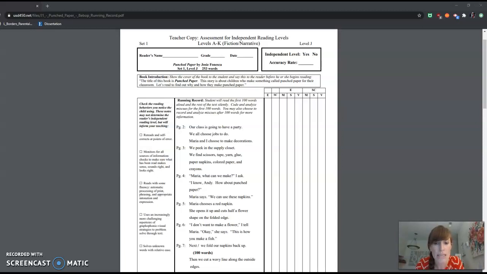Maria says we can use these napkins. Maria chose a red napkin. She opens it up and cuts half a flower shape on the folded edge. I don't want to make a flower, I tell Maria. Okay, she said, this is how you make a fish. Next, we fold our napkins back up.